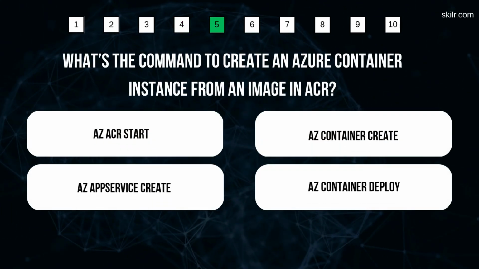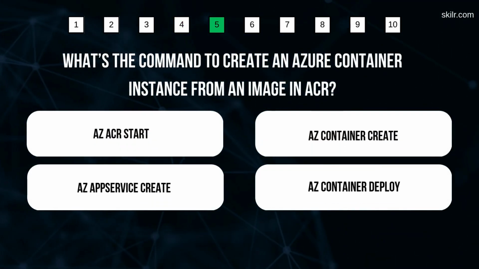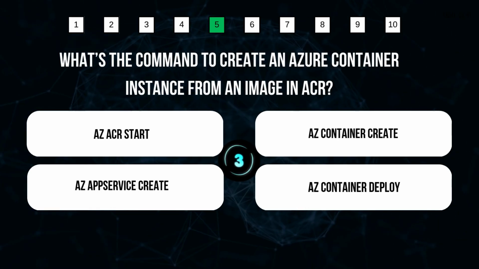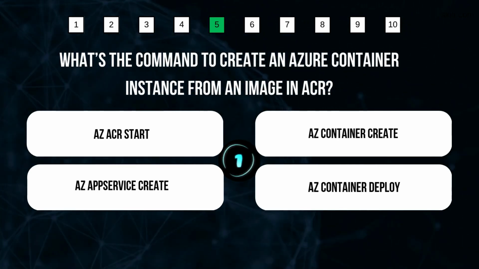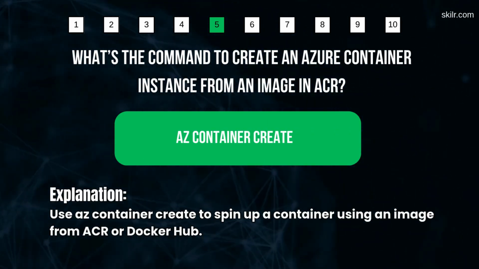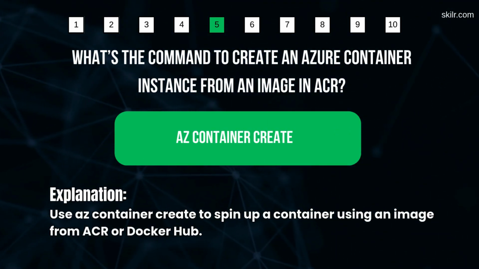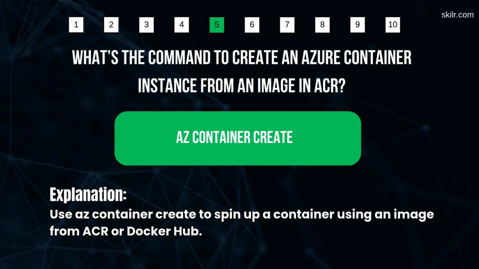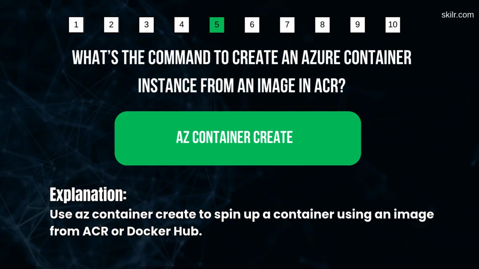Question 5. What's the command to create an Azure container instance from an image in ACR? The correct answer is az container create. Use az container create to spin up a container using an image from ACR or Docker Hub.